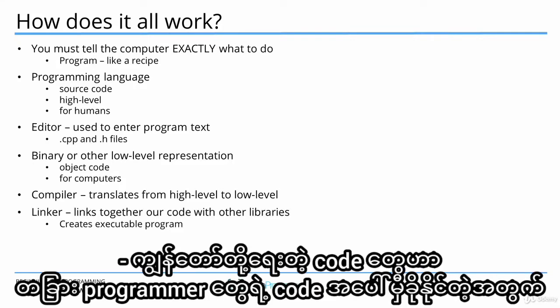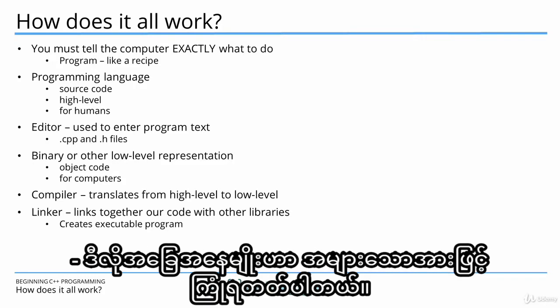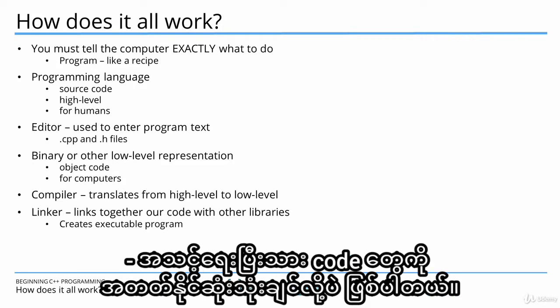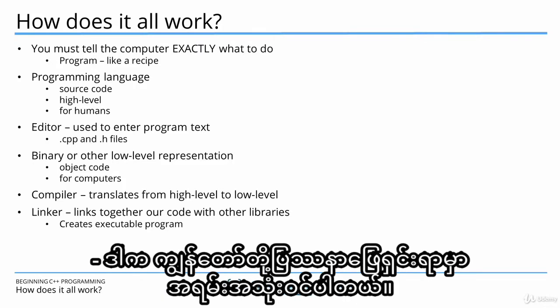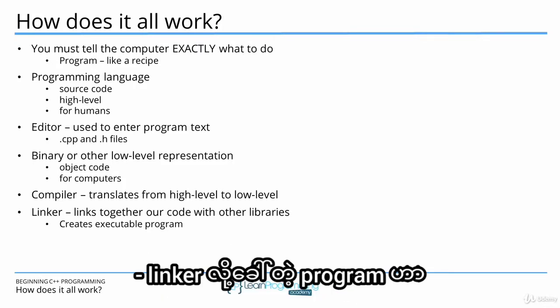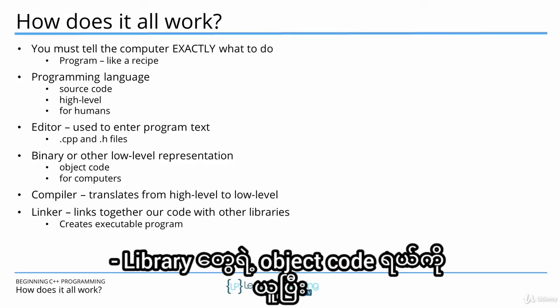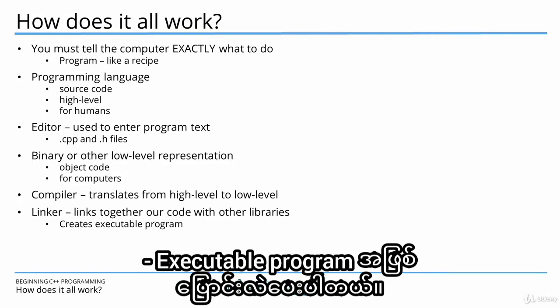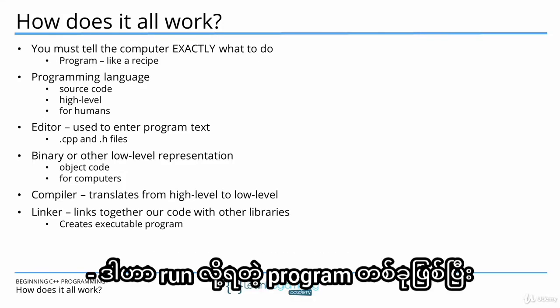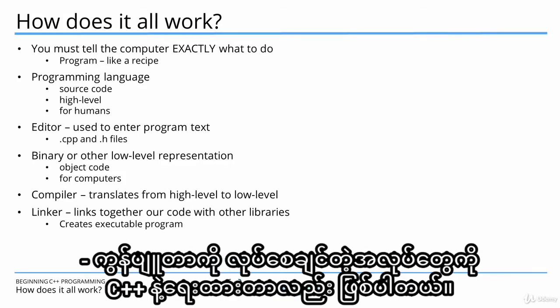Since our code might depend on code that other programmers wrote, this is actually a very likely scenario because we want to reuse as much existing code that's out there as possible. This makes it easier for us to solve our problems. So a program called a linker takes our object code and the object code that exists out there in the form of libraries and links it all together to form an executable program. That is a program that we can now run that follows the recipe we told the computer to do using C++.